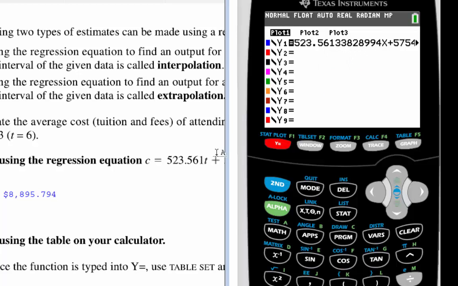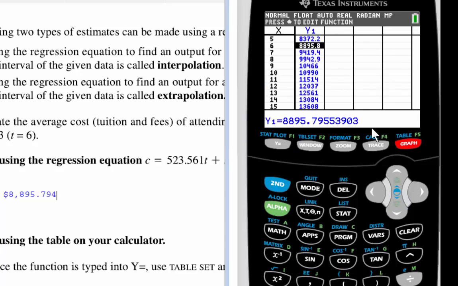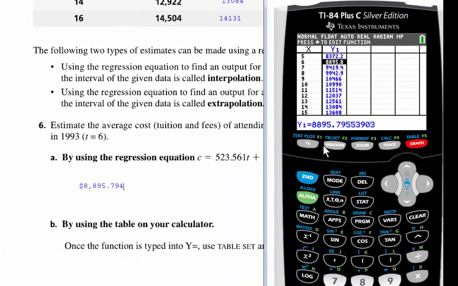We don't round, but the book did round to 3 decimal places. So that's the reason for the slight difference in our answers. But we're really talking about fractions of a penny. Okay, so I'm going to write down $8,895 and I'm going to call this 80 cents. I'm going to go 2 decimal places.